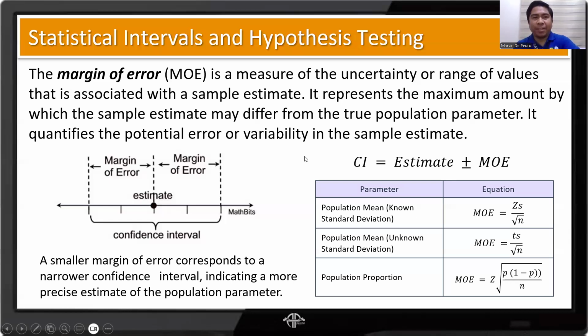I believe that this is all for our statistical intervals.